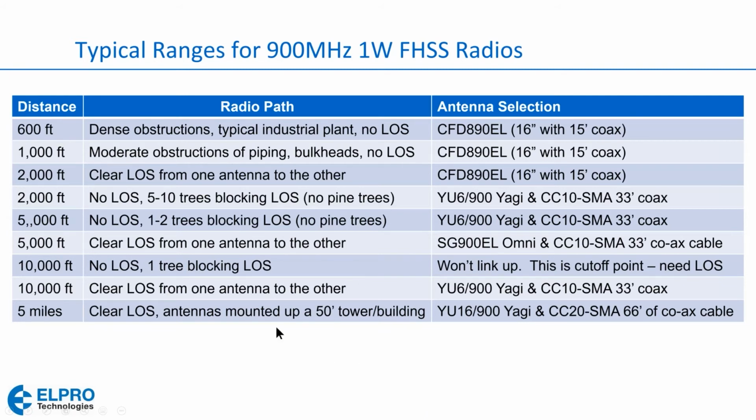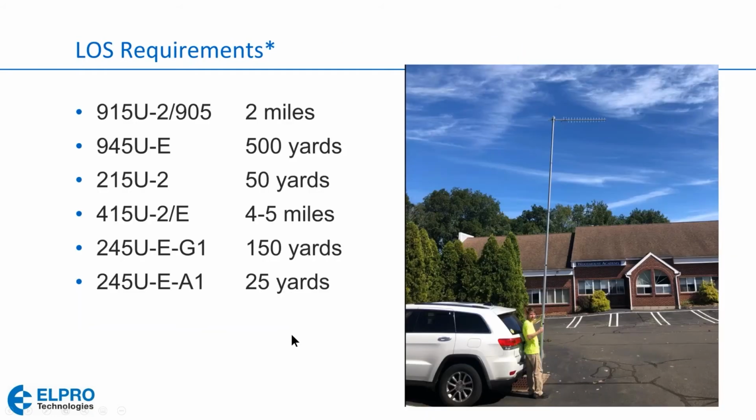So anyway, we have these charts for all of our types of radios. So the 450 megahertz, the 2.4, the 5 gigahertz. I've got a chart that gives you typical distances and what antennas we recommend there. Now, here is the line of sight requirements for all the various models of radios that we make.